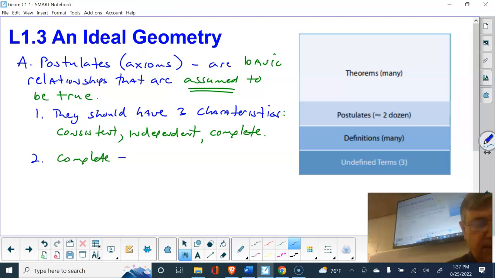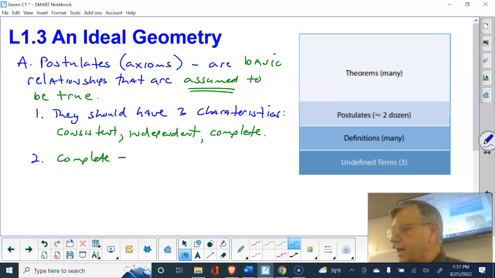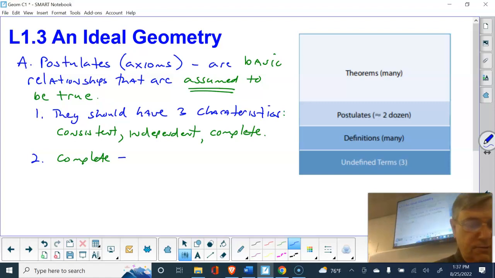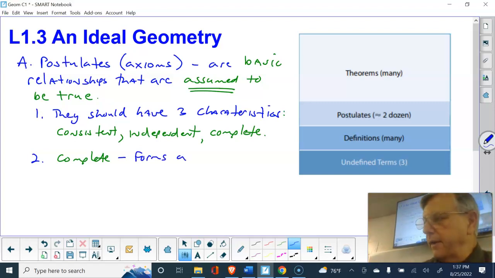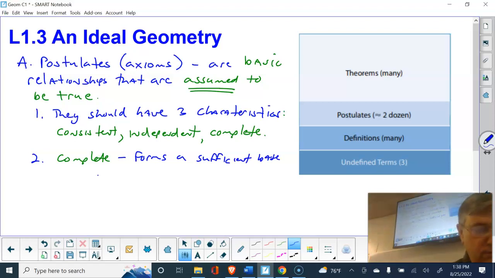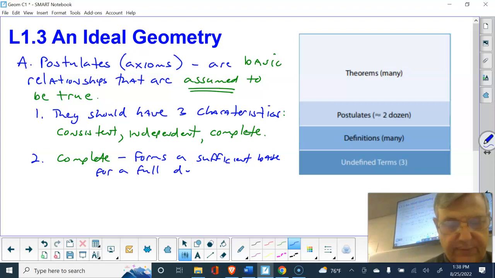And what we mean by complete is it forms a sufficient base for a full description.